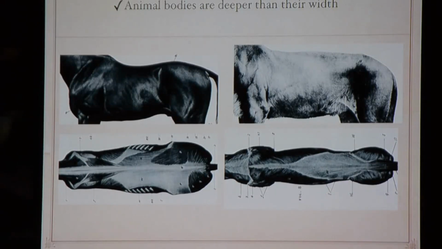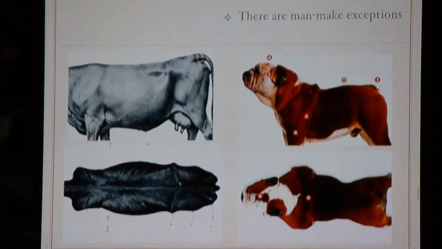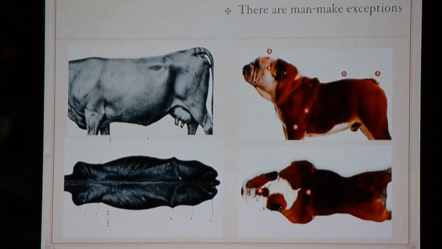And that makes a big difference when you're carving too, because if you do it the other way, you are doing a man-made exception called a bulldog, which has been bred for massive shoulders like that and very small hips, which do make it difficult for having puppies. It's an issue. That dog would not exist without mankind's intervention.